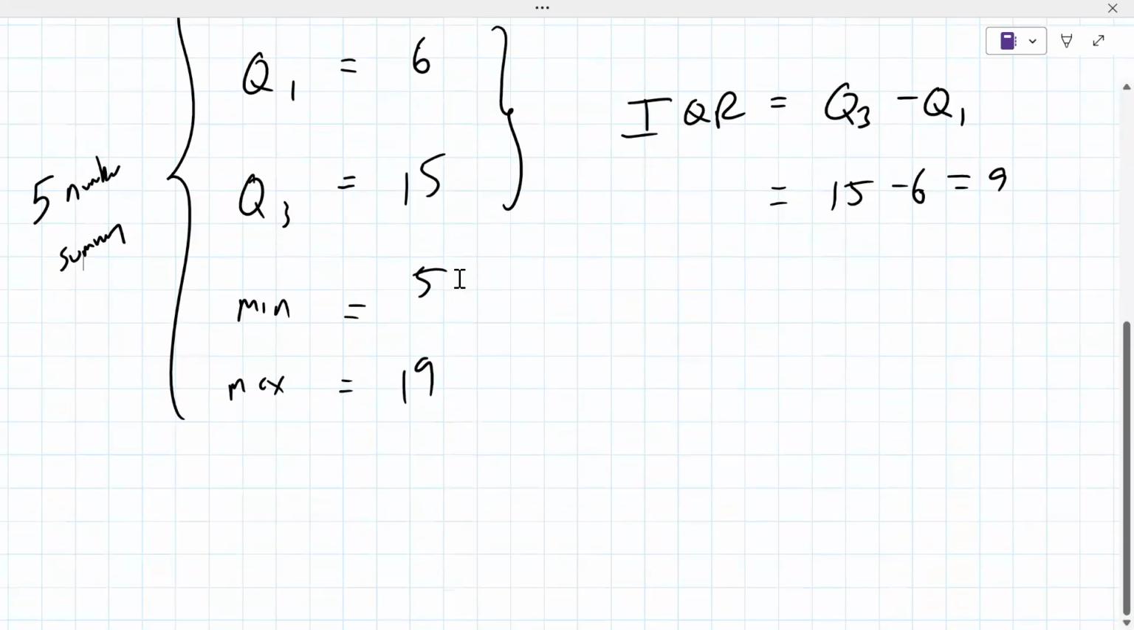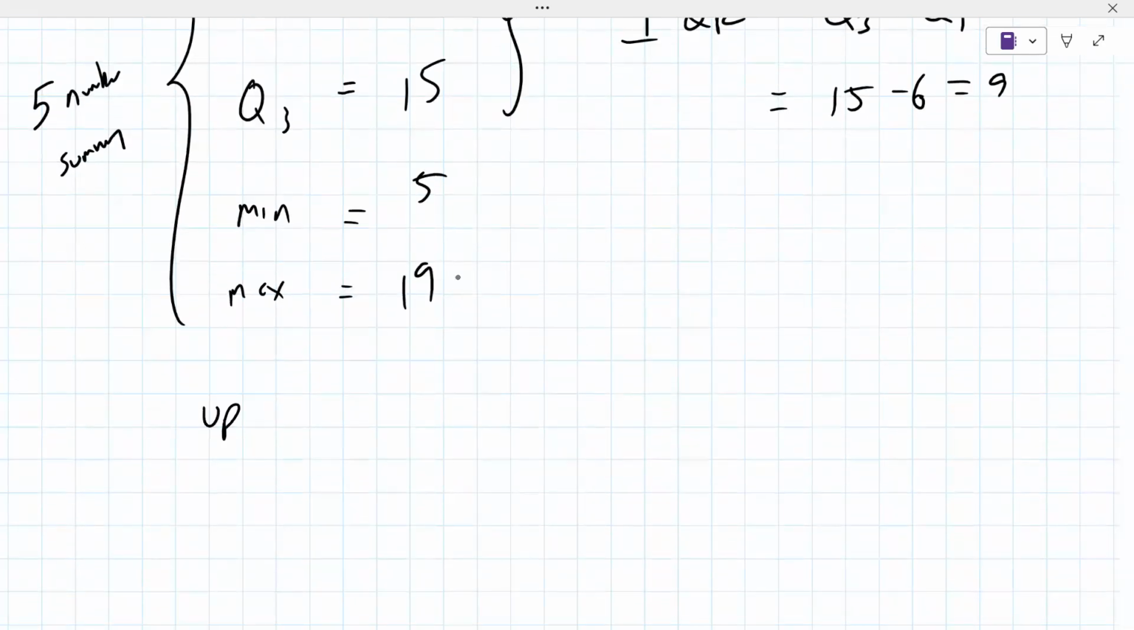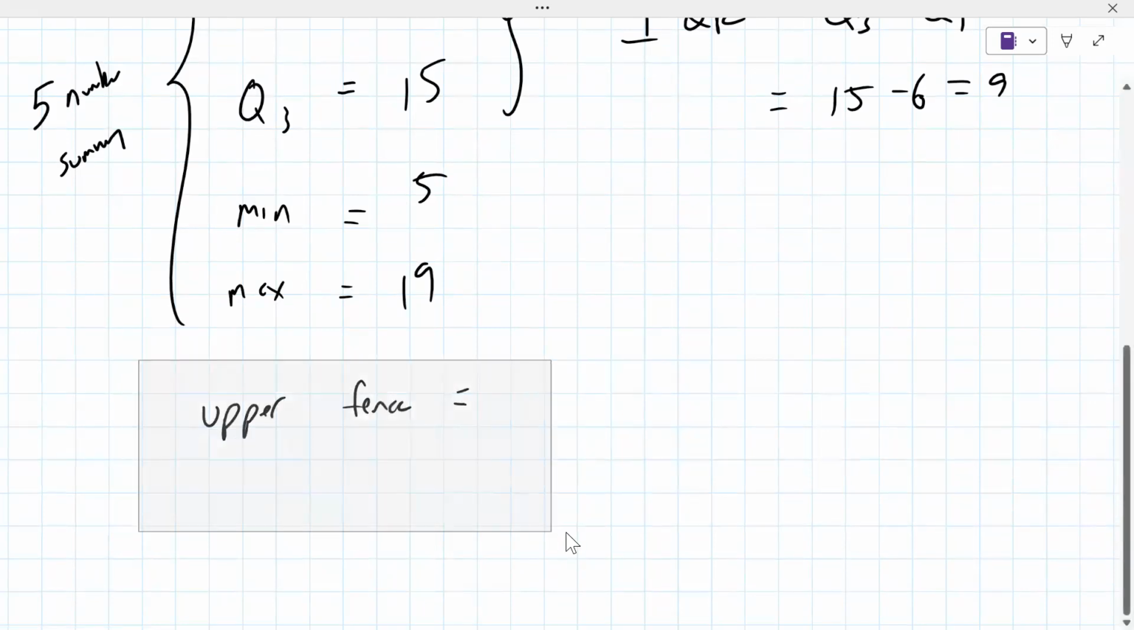Now, you're supposed to calculate what's called an upper fence and a lower fence. Have you guys talked about that? No, not yet. Okay. We're going to exclude that for the time being.